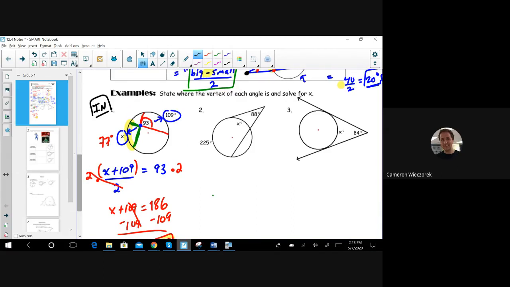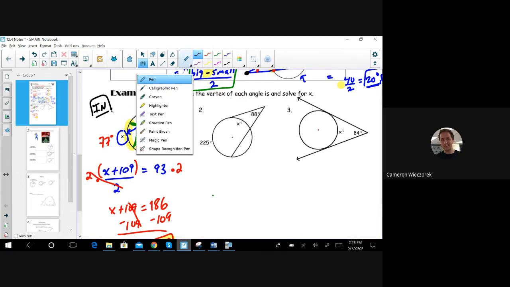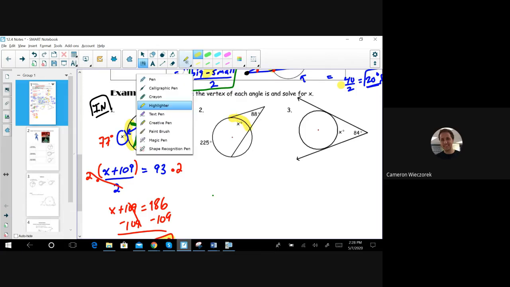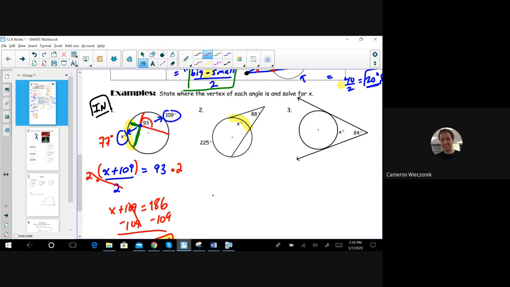Okay, the next one. I need to find this missing arc measure, so I'm going to highlight it. We got a missing arc. I look for where the angle is at. They give me an 88-degree angle right here, and the vertex of that angle is outside the circle. So this one I'm going to label outside. So I'm going to use the last formula. I'm going to subtract the arcs, and I'm going to divide by 2.